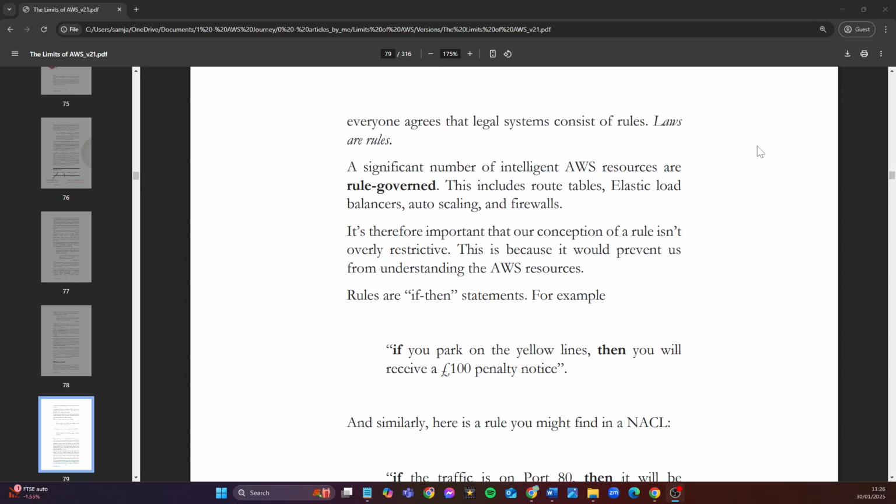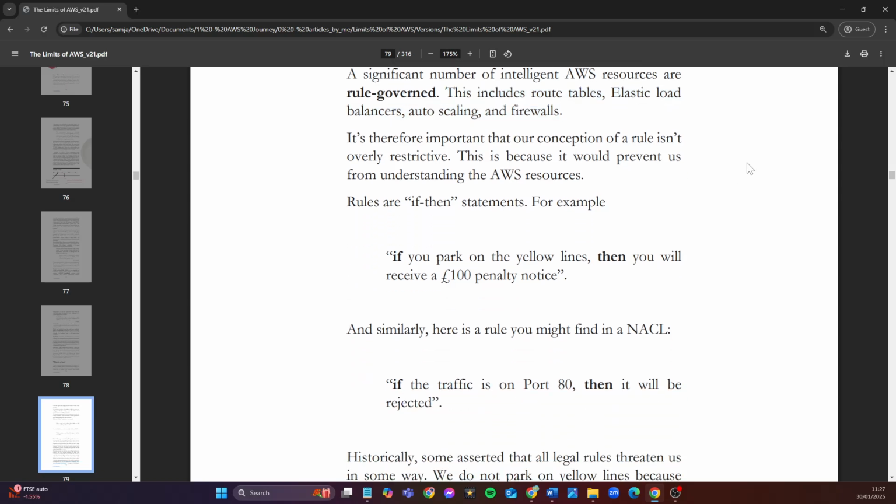Laws are rules. And a significant number of AWS resources or constructs within the AWS product are rule-governed, and we've seen that already with the load balancers. But this includes route tables, elastic load balancers, auto-scaling, and firewalls. It's therefore important that our conception of a rule isn't overly restrictive. So it's important we know what we mean by a rule. If we didn't, it would prevent us from properly understanding those AWS constructs.